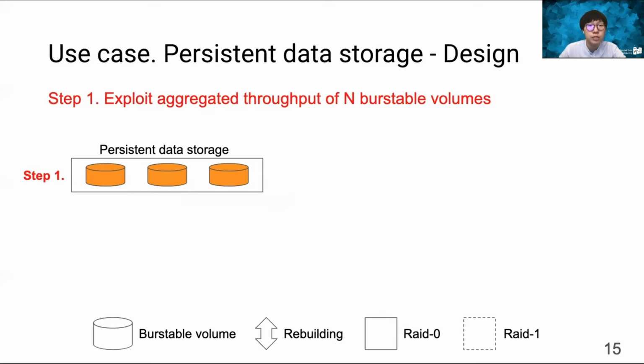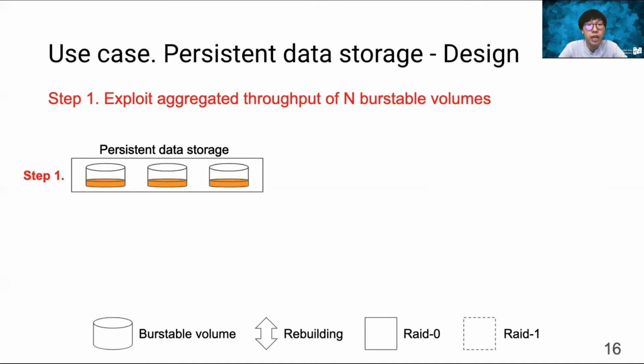The design of persistent data storage exploiting burstable storage service starts with using n small burstable volumes in a RAID 0 array as a data storage. As we mentioned earlier, our prototype uses multiple small volumes instead of a large capacity of a single volume to exploit high aggregated burst throughput of multiple small volumes. And we used software RAID for the ease of implementation, but any other tools that can aggregate multiple volumes can be used instead of RAID.